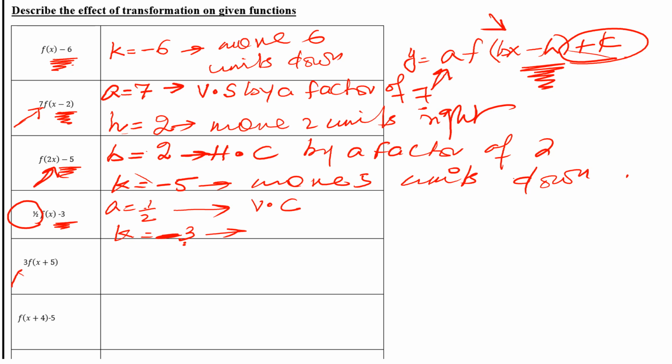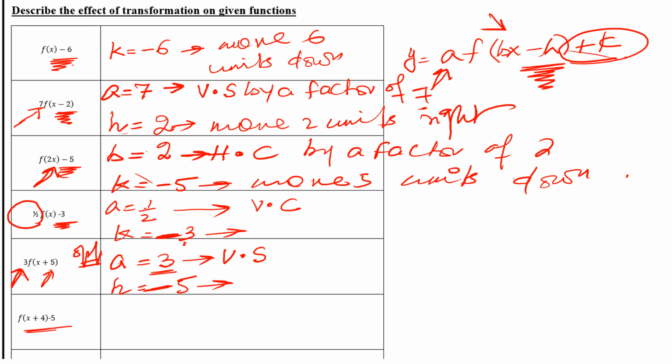Next, the first number is 3, which means A is given, that is 3. Inside the bracket plus 5 is written, which means H equals to negative 5. For the H, we take the opposite sign. So A, it is bigger than 1. So it is vertical stretch by a factor of 3. Negative 5, that means you have to move right or left. So move 5 units towards the left.